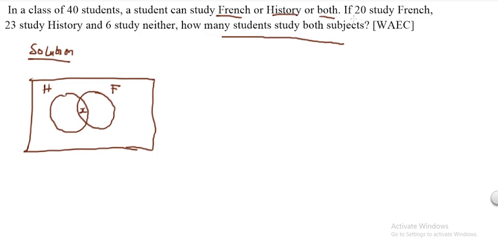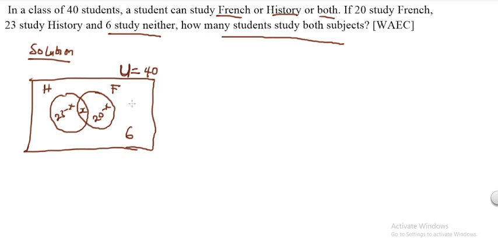Now, we are then told that 20 students study French. Since 20 students study French, this side represents the number of people that study French only. The number of people that study French only will be 20 minus X. And then the number of people that study history only will be 23 minus X. And then we are told that 6 study neither. That means we write 6 out here. We are then told that the class is 40 students, so we write our universal set. Universal set just means the total number of everything, which is equal to 40.